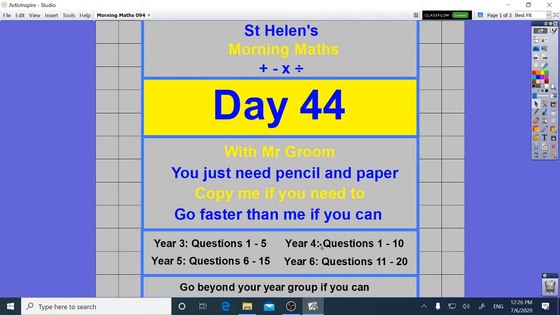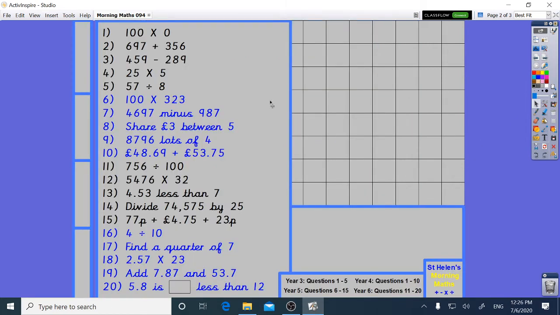Year 3, 1 to 5, Year 4, 1 to 10, Year 5, 6 to 15, Year 6, 11 to 20. I'll be going faster this time as we've done many of these, so don't hang about. Okay, let's have a look.